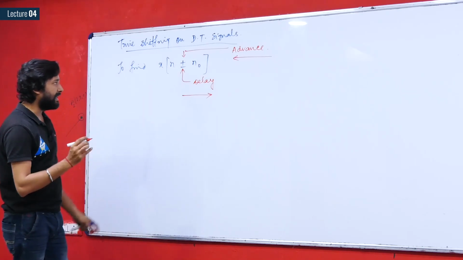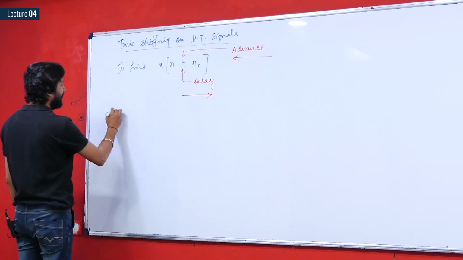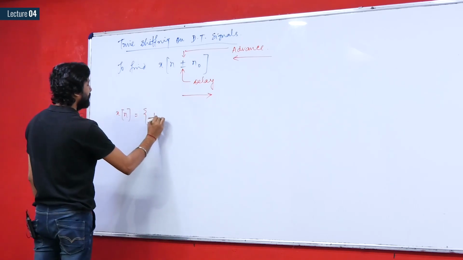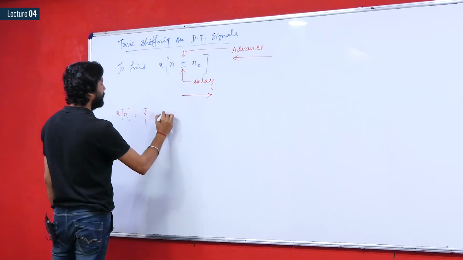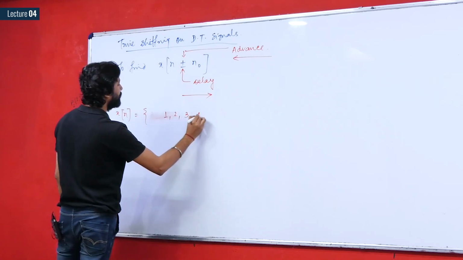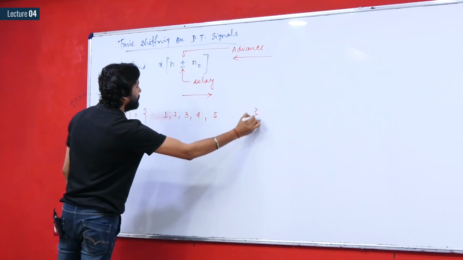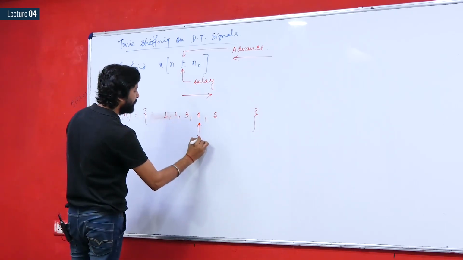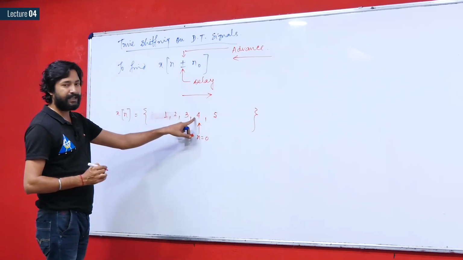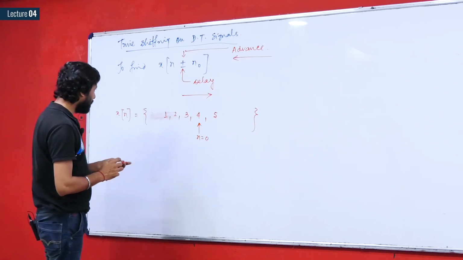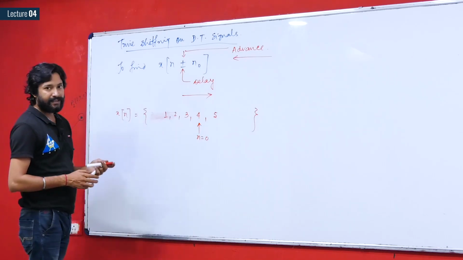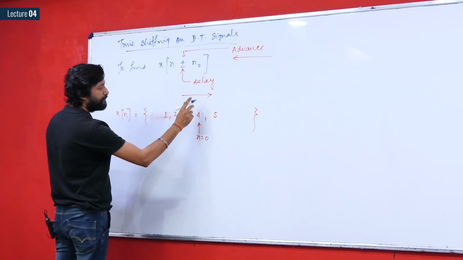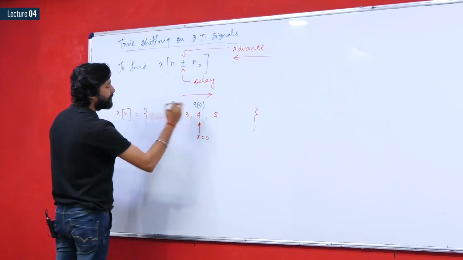Now again, we can take any example. Let x of n be 1, 2, 3, 4, 5, and to specify the origin, let the origin be at the value 4, where n is equal to 0, and at the origin we have the value 4. One more thing: this is the value of x of n at n equals 0, therefore this 4 point is also called x of 0.